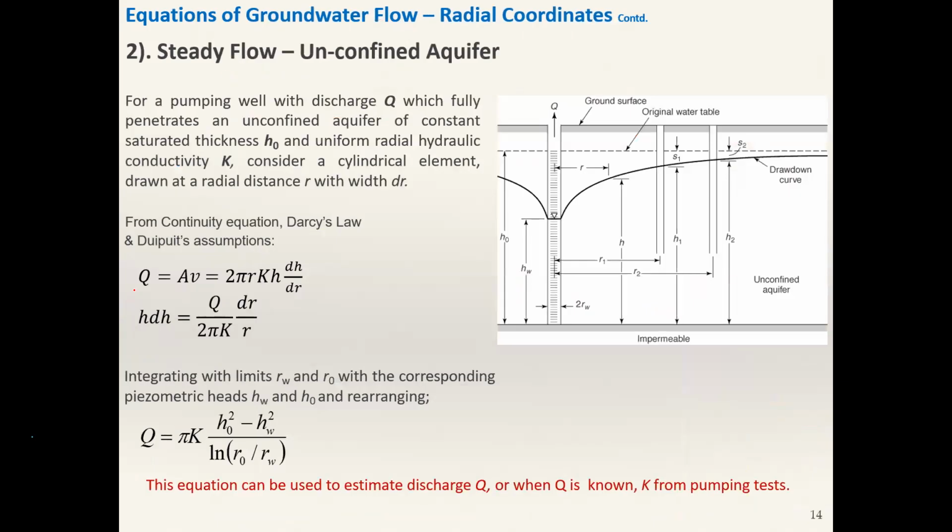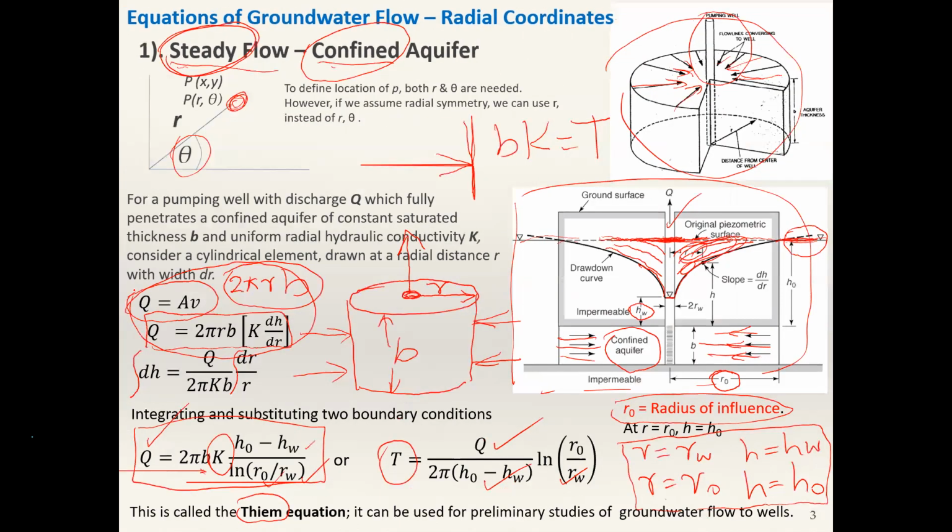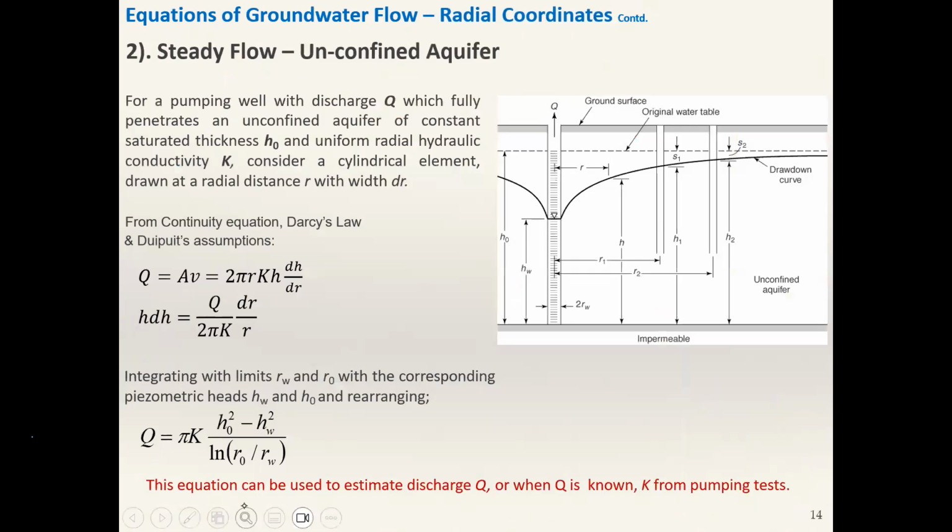Right. Now we will talk about the steady flow in unconfined aquifer. Earlier what we discussed, it is a confined aquifer. So the Thiem equation is applied for a confined aquifer. Now, still the flow is steady, very important assumption. Flow is steady, but we are applying it in an unconfined aquifer.